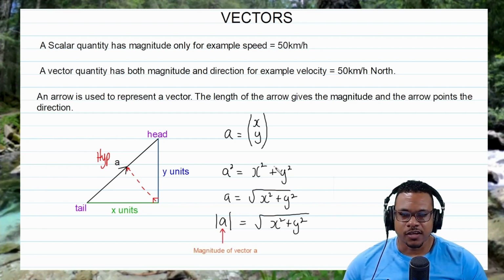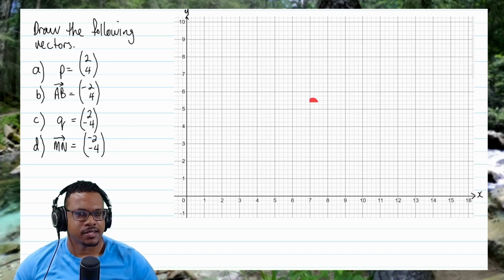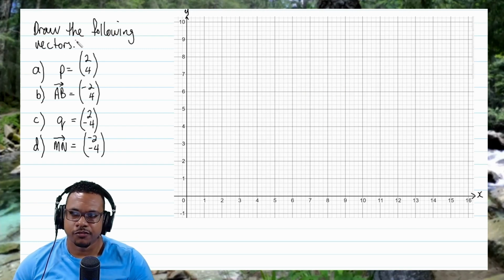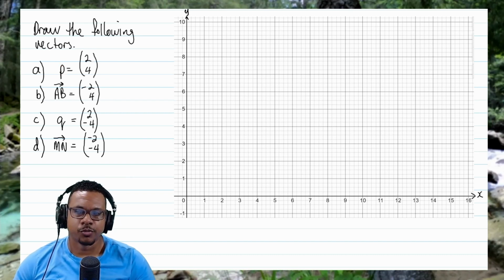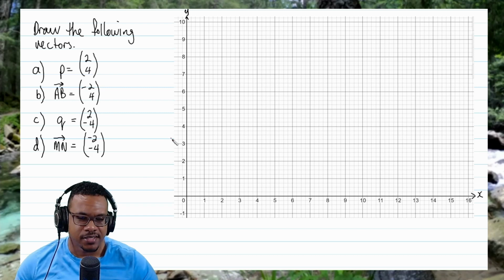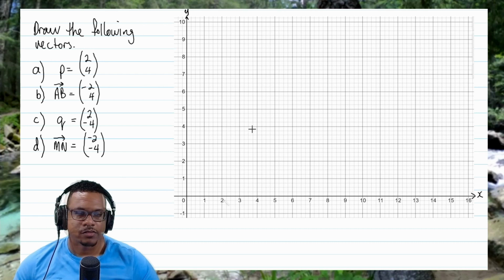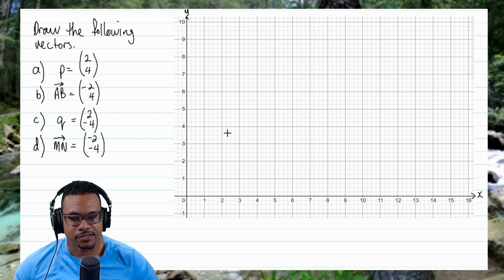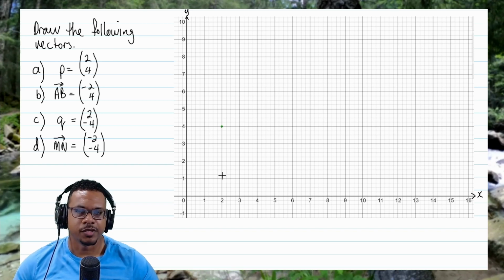So now we'll go on to look at how to represent vectors on the Cartesian plane, and also work out the magnitude of vectors. So here I have my Cartesian plane, and I'm going to draw the following vectors. So first, let's start with vector P, which has x component 2 and y component 4. Now this vector P is known as a displacement vector. That's because the tail of the vector can be anywhere on the Cartesian plane, except the origin. So I'll just mark a spot where I'd like to put the tail of this vector. So let's do that right here. So this is where the tail of the vector P would be.